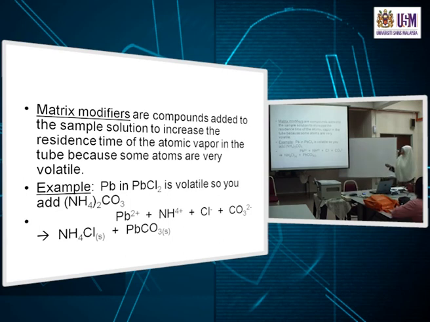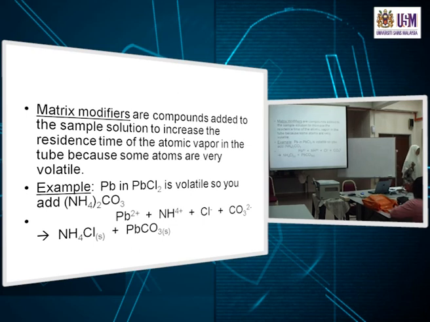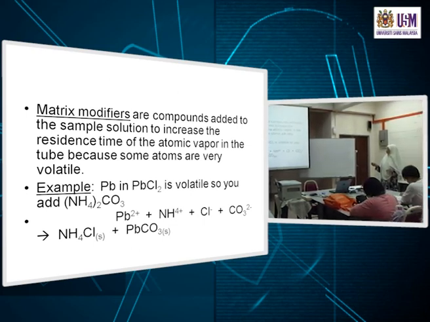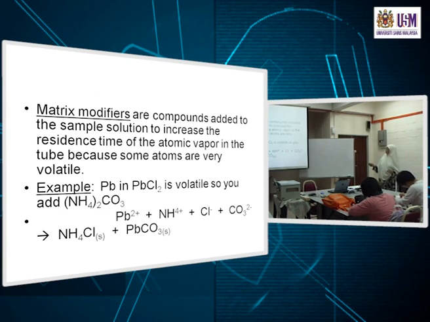One thing that needs to be used for graphite furnace AAS are matrix modifiers. These are things that you have to add to your sample and your standard solutions. Their function is to increase the residence time. Okay, residence time, the time at which the atoms stay in the graphite tube.